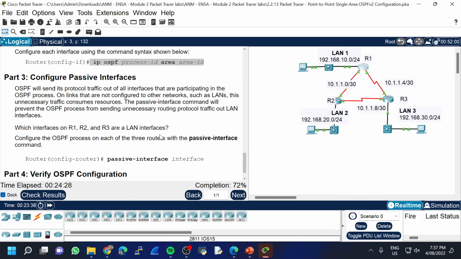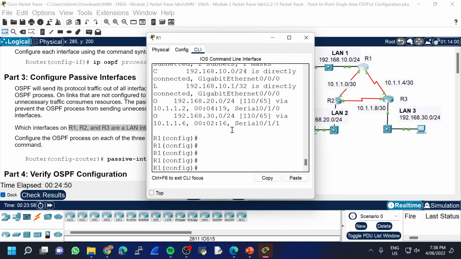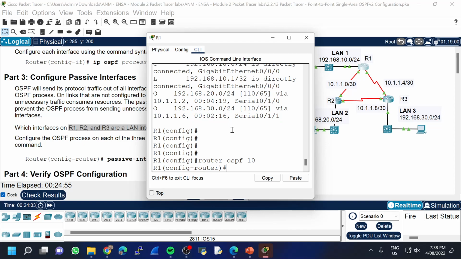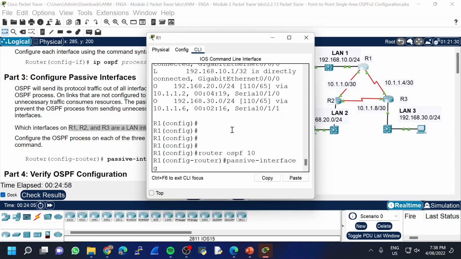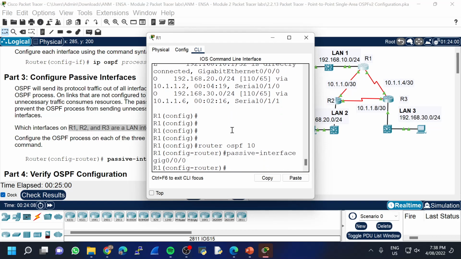Alright, what else do we have to do here, mate? Configure the passive interfaces. Which interfaces on router 1, 2, and 3 are the LAN interfaces? Here, all the gig interfaces. Whichever one's gig 000. What's the command again? Passive. The ones that face the LAN. Exactly. So how do I do that? That's it. So easy.